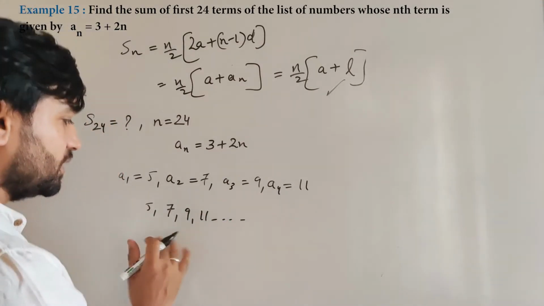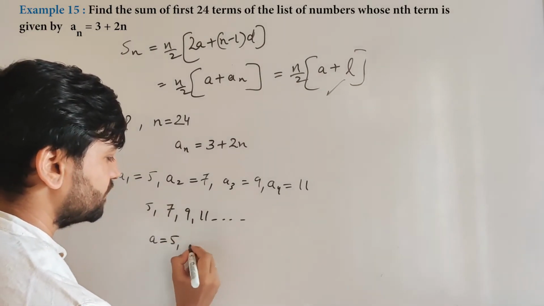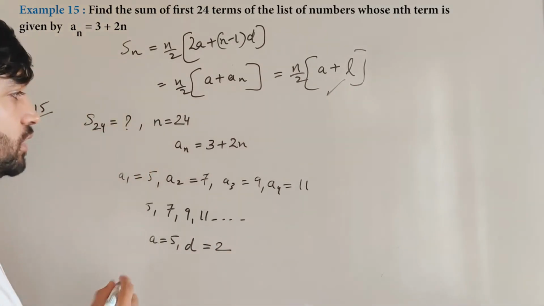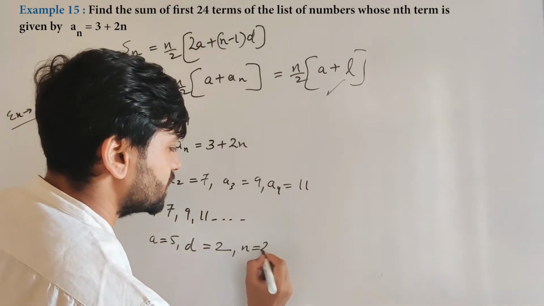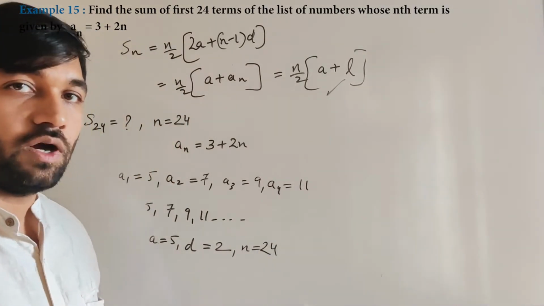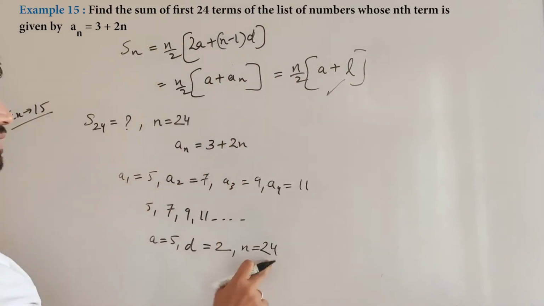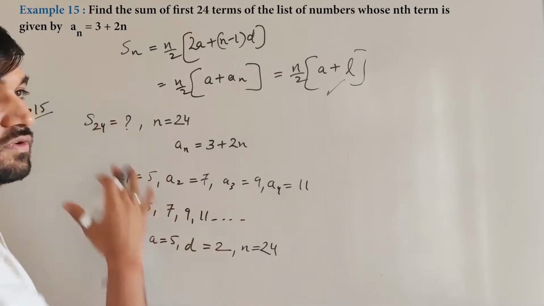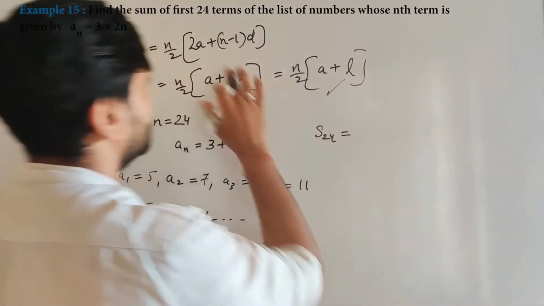Okay, so from this AP, we can clearly see the first term is 5. The common difference is 7 minus 5, which is 2. We are supposed to find S24. So S24 means the number of terms is 24. In this formula, we know n, we know a, and we know the common difference. So S24 can be found directly using this formula.